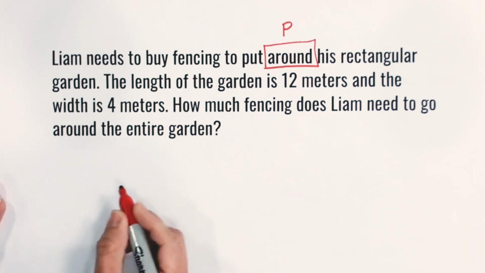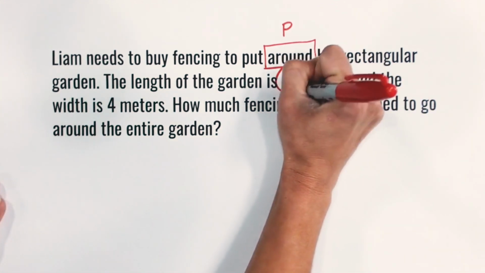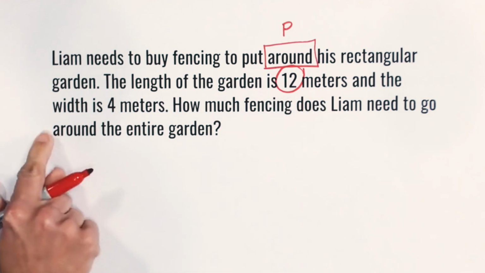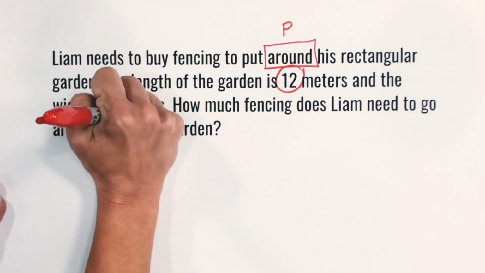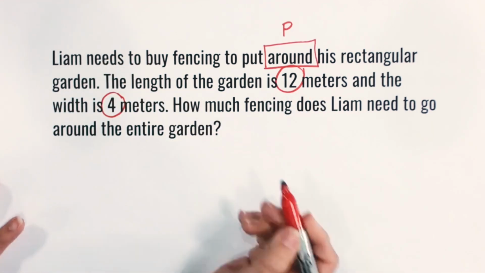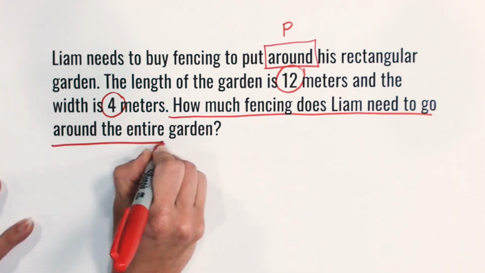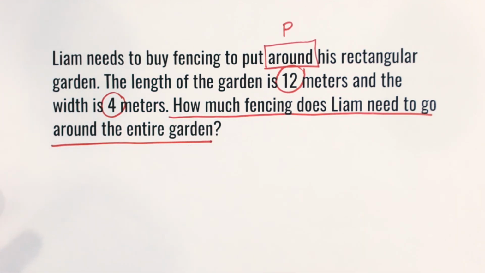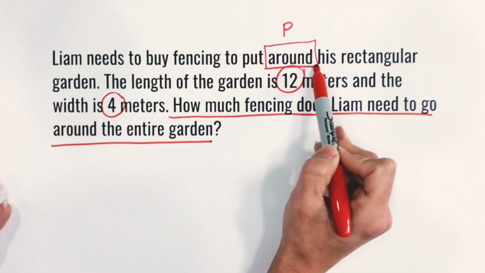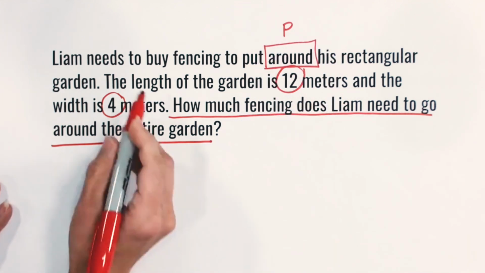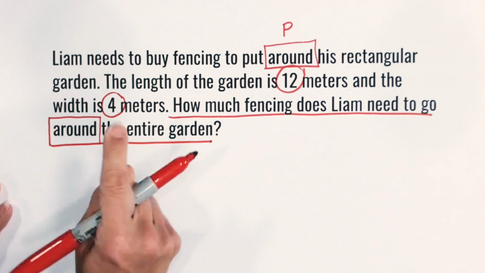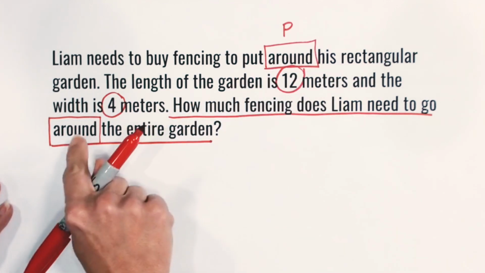So let's use our cubes method. We're going to circle 12 for 12 meters, and the width is 4 meters. Then we're going to underline our question: How much fencing does Liam need to go around the entire garden? Then we're going to look at keywords. I've already boxed around, and then we have around again here in our question, which means that is perimeter.